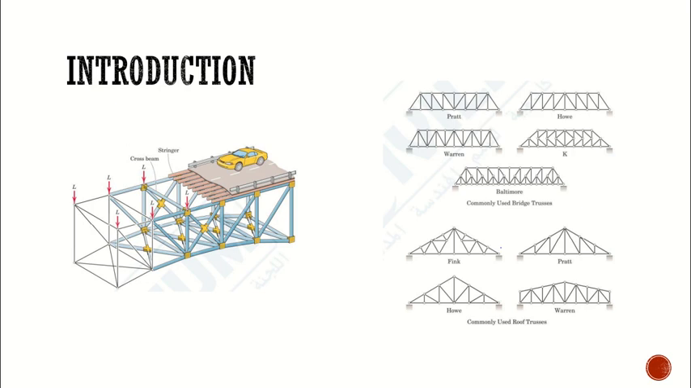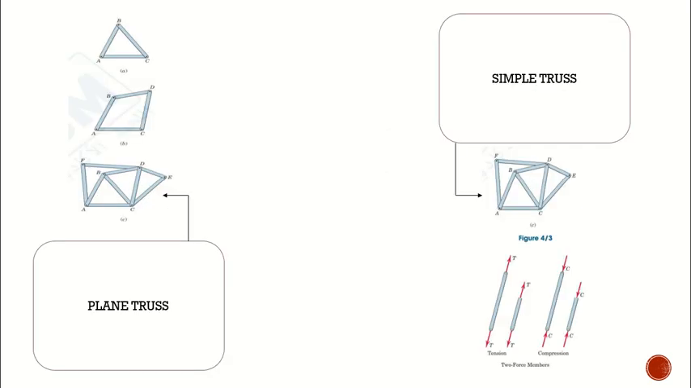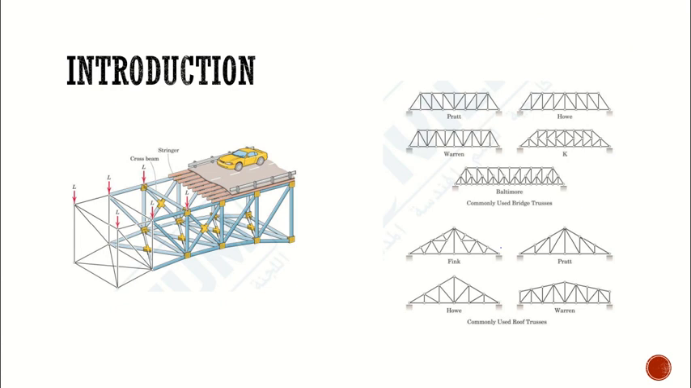Introduction. We study the equilibrium of a single rigid body or a system of connected members treated as a single rigid body. An engineering structure is any connected system of members constructed to support or transfer forces and to fully support the loads applied to it.